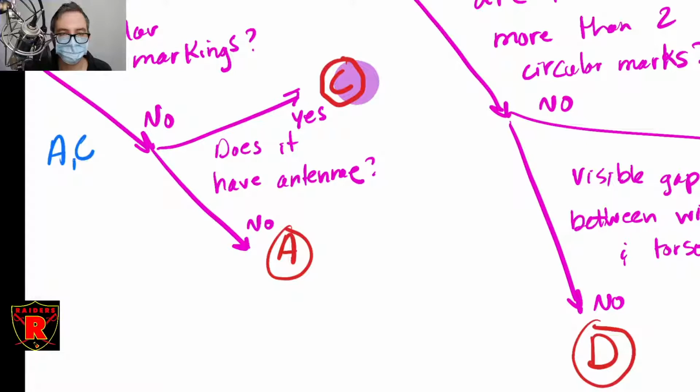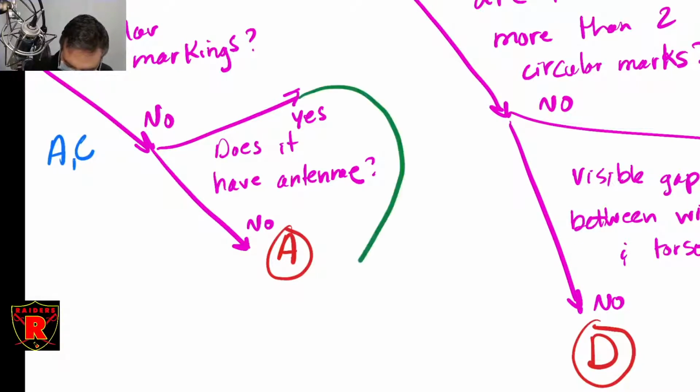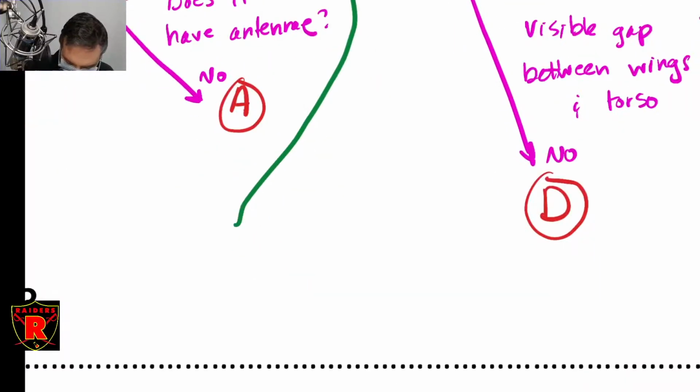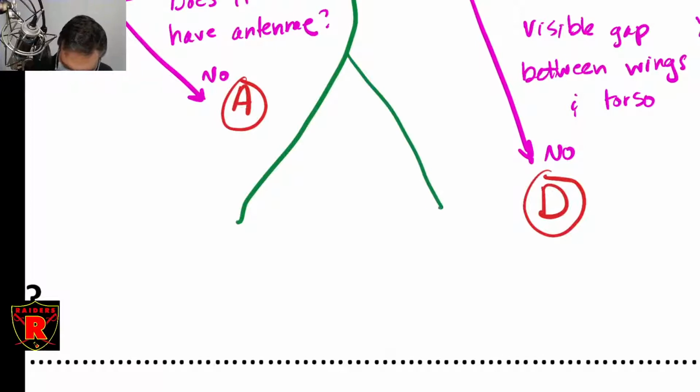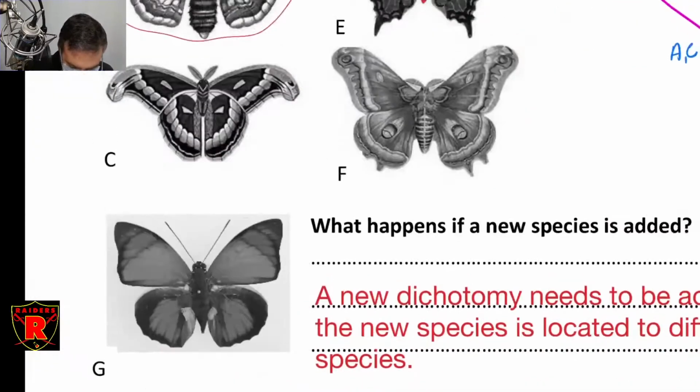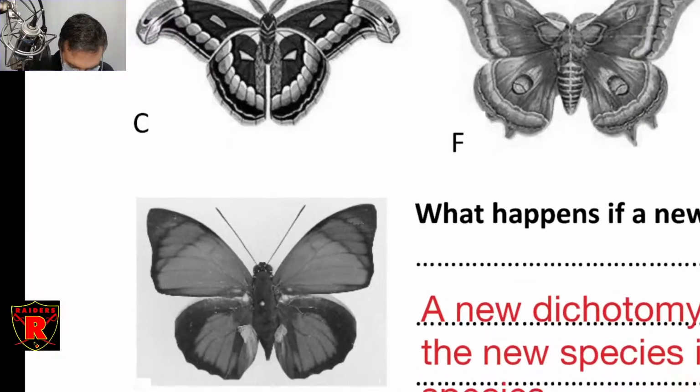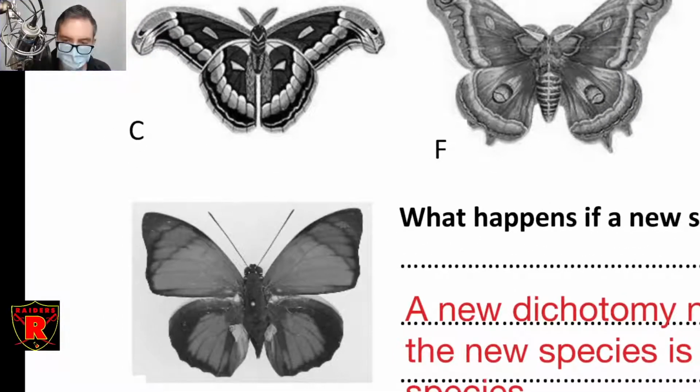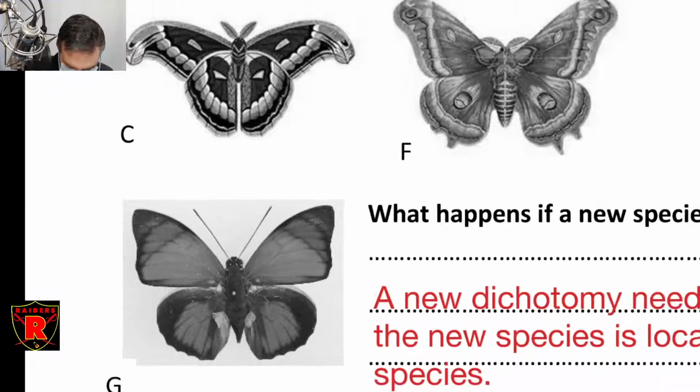but now we're going to have to expand the key from that spot. So instead of this being C, we're now going to have to add on some extra to our key. Create another dichotomy here. And we're going to have to separate between C and this. So have a look at C and that. How would I differentiate between C and G?